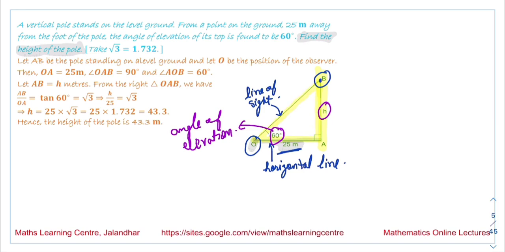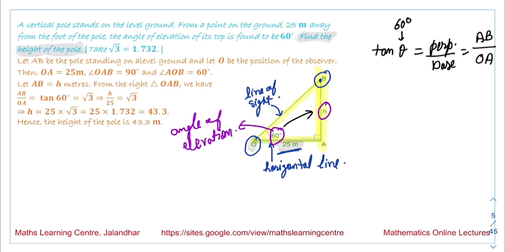Now in this triangle, if we write the value of tan theta, theta means we are talking about this angle 60 degree over here, then the value for tan is perpendicular over base. Perpendicular for this angle is this AB, and the base for this angle is OA. So we get tan 60 is equal to AB length, which we are saying is height h of the pole, and OA length is given to be 25.